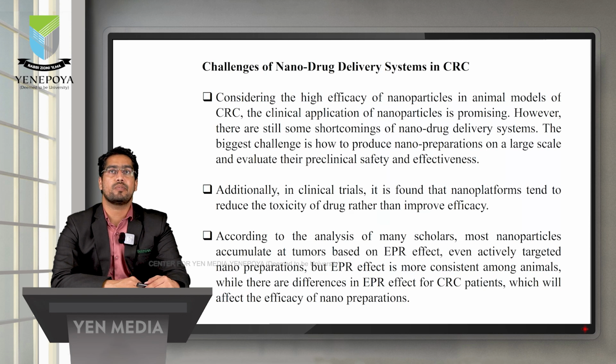Considering the high efficacy of nanoparticles in animal models of colorectal cancer, the clinical application of nanoparticles is promising. However, there are still some shortcomings of nano drug delivery systems. The biggest challenge is how to produce nano preparations on a large scale and to evaluate the preclinical safety and effectiveness. Additionally, in clinical trials, it is found that nano platforms tend to reduce the toxicity of drugs rather than improve efficacy. According to the analysis of many scholars, most nanoparticles accumulate in a tumor based on the EPR effect. So even actively targeted nano preparations depend on it, but the EPR effect is more consistent among animals, while there are differences in EPR among colorectal cancer patients, which will affect the efficacy of nano preparations.